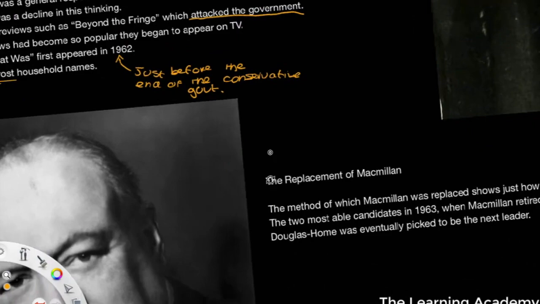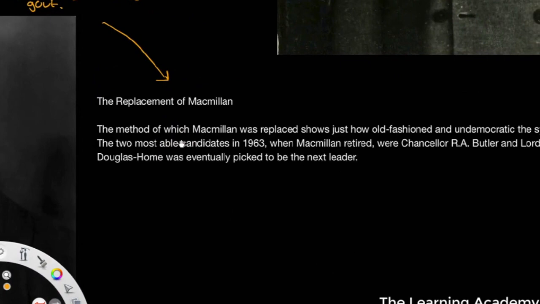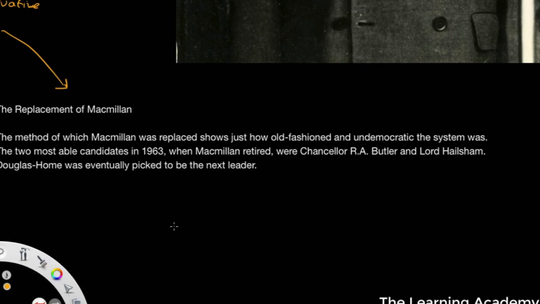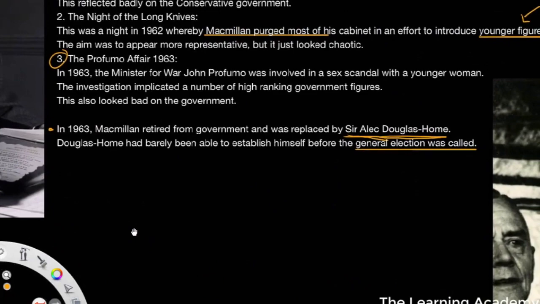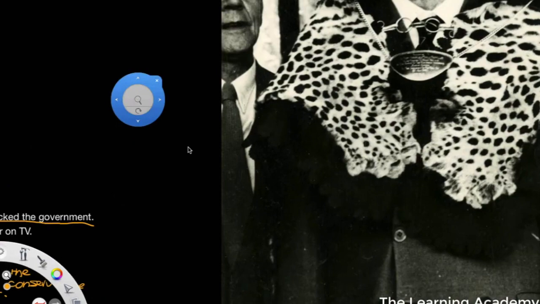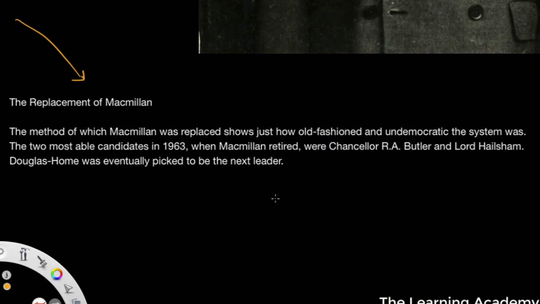And we also have the replacement of Macmillan as a controversial aspect of the Conservative government. So, as we've already mentioned, Macmillan retires as Prime Minister in 1963. And the method by which Macmillan was replaced was seen as an old-fashioned and undemocratic system.